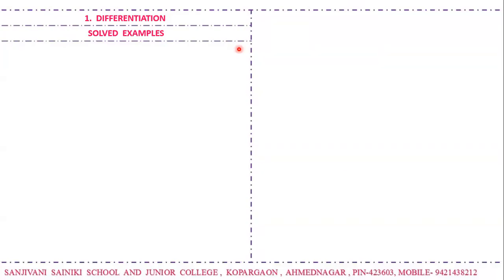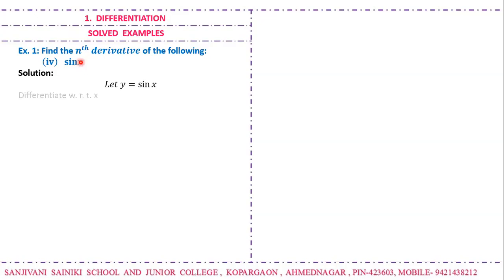The next example is sine x. We have to find the nth derivative of sine of x. Now differentiating with respect to x, d by dx of sine x, the derivative is cos x. Now if we go on differentiating, alternately we will get sine x, cos x, sine x. So we cannot generalize this formula directly. Whenever we get functions alternately, we must think of some common function.